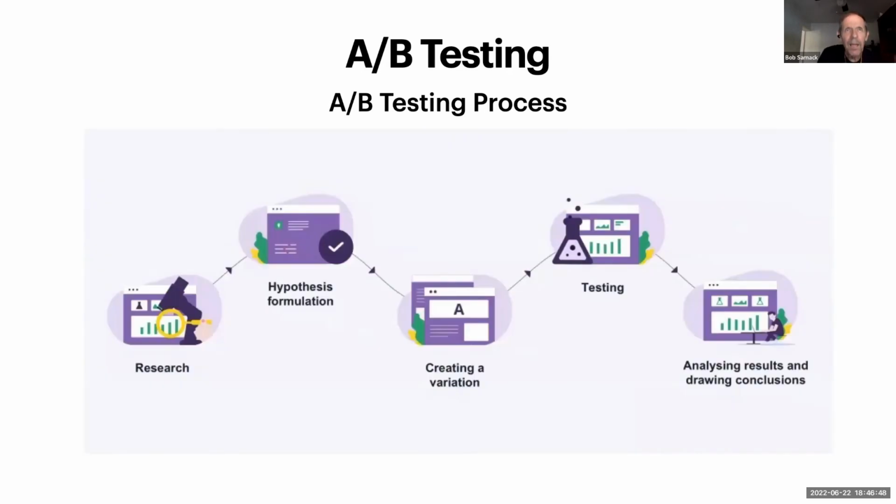So as a quick overall review of the A/B testing process, we do our research to figure out where we have an improvement opportunity. We formulate our hypothesis. We create a variation or a couple of variations. Usually we want to do A/B testing, one variation, we perform our testing, and then we analyze the results.